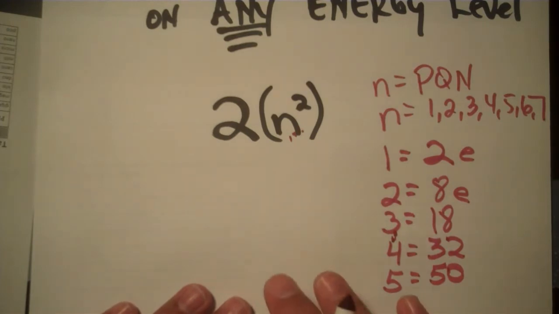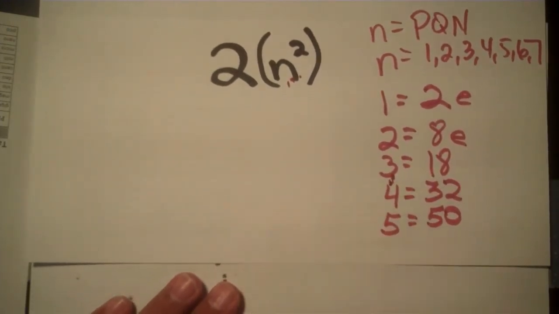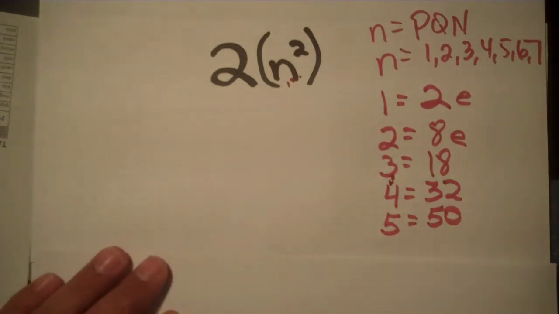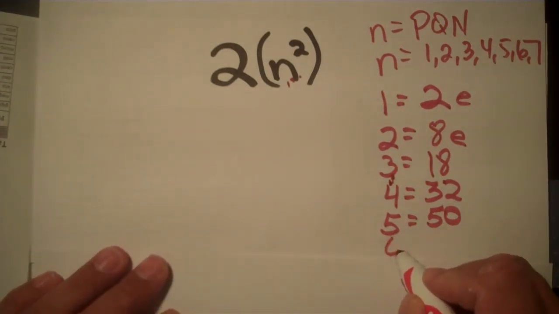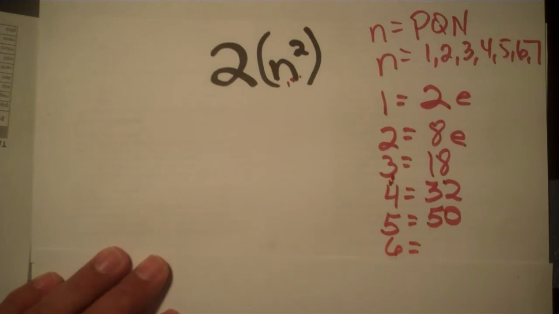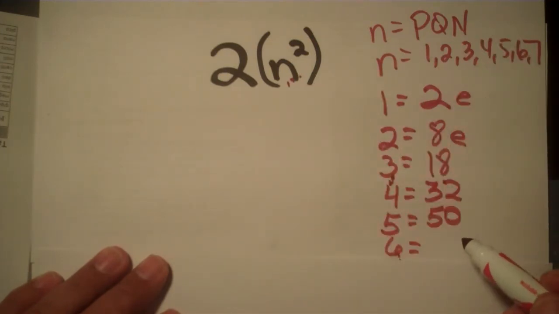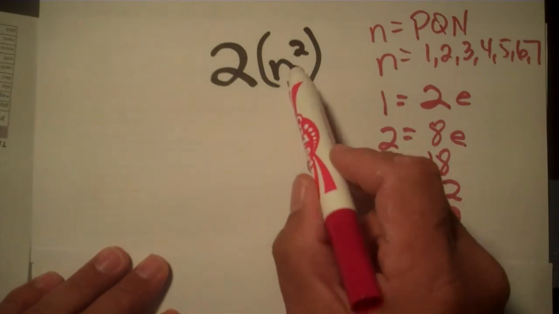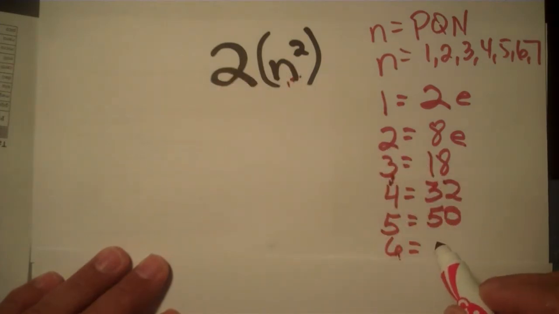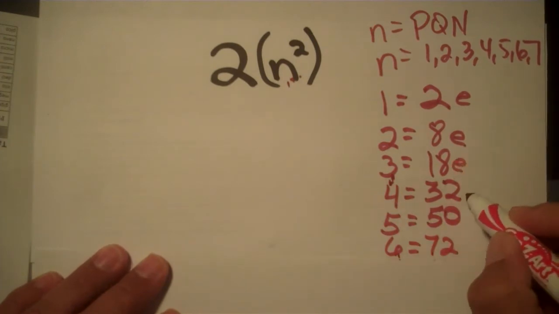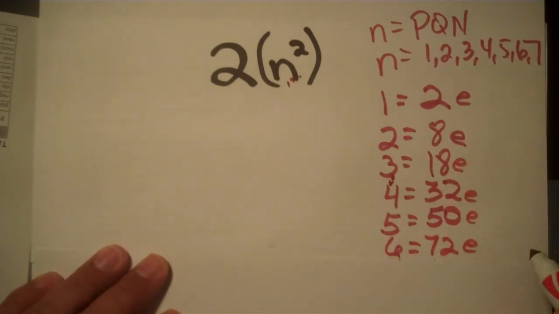Six. Let me move it up a little bit. Okay, if we go to our sixth energy level, if we put 6 in for n, 6 times 6 is 36, times 2 would be 72. So I can have 72 electrons on the sixth energy level.